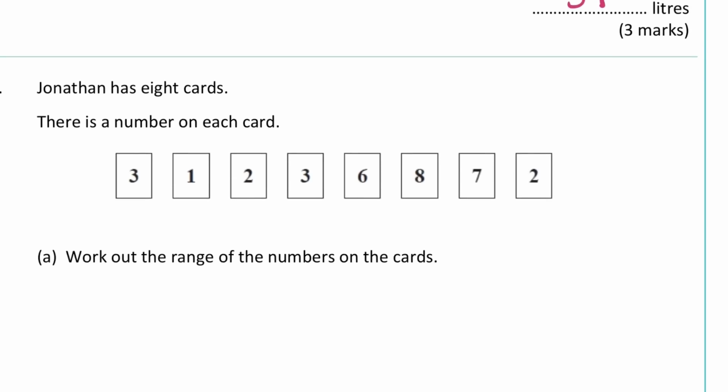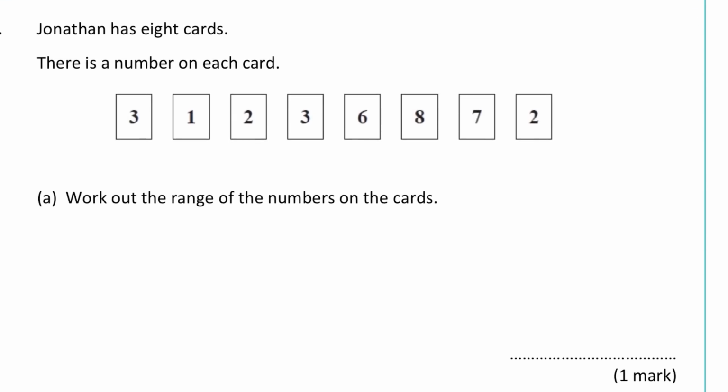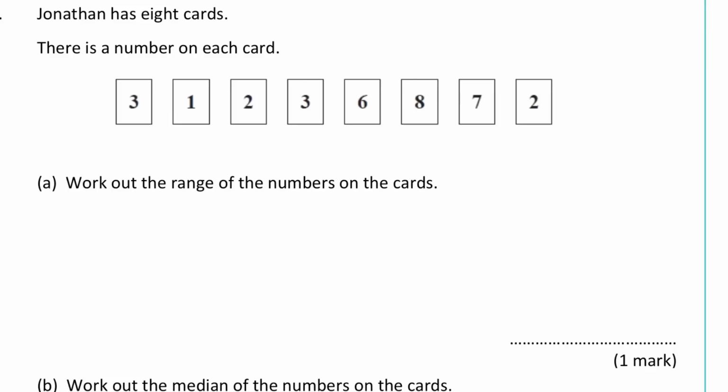On to the next one. Jonathan has 8 cards. There's a number on each card. Work out the range of the numbers on the cards. Well, the range is the distance from the smallest to the biggest, or biggest to smallest, however you look at it. But these cards are not in size order.